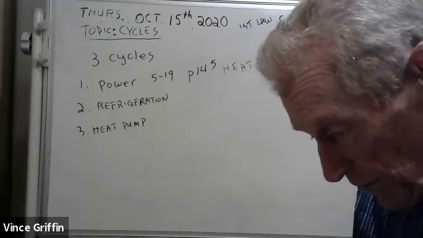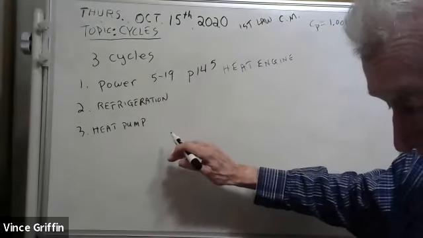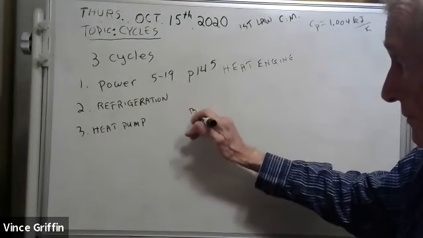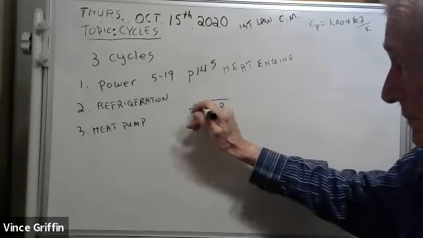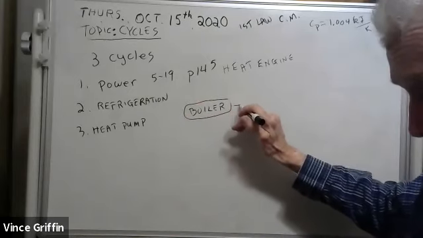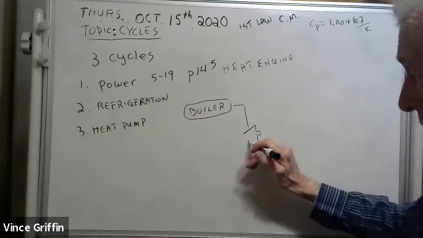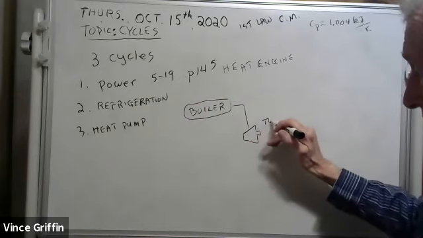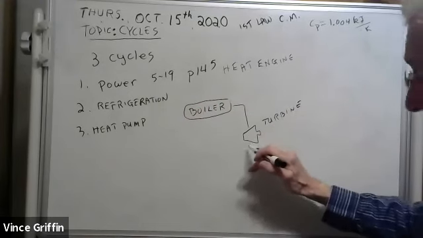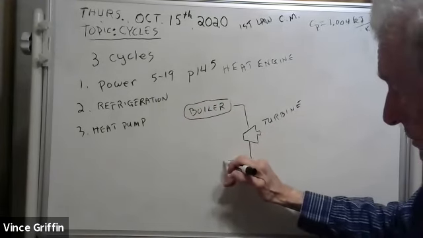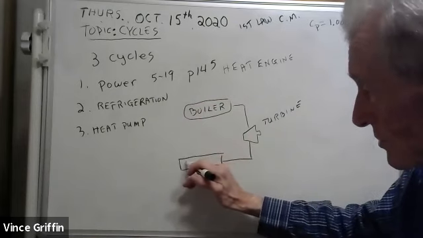Now there's a diagram of the cycle on page 145, and they have a boiler. And then they have the turbine. We've studied turbines. We've done some homework on turbines. And then we have a condenser. I think we did a condenser too.